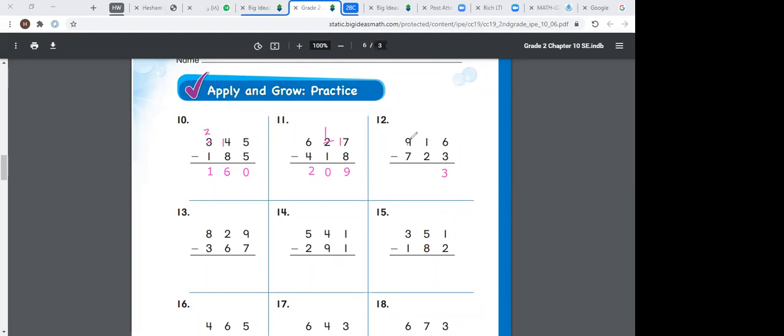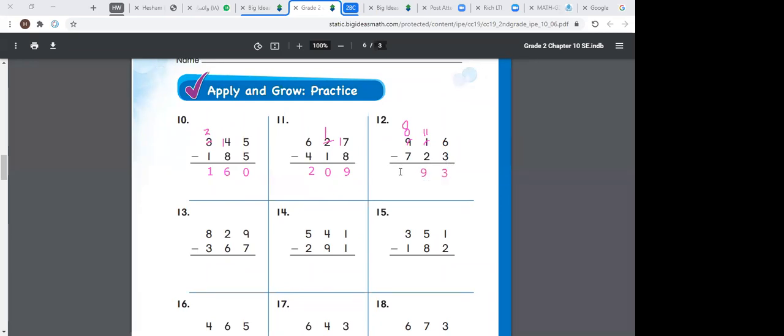1 will go to 9 and borrow 1. Now 9 becomes what number and 1 becomes what number? 9 becomes 8. And 1 becomes what? 1 becomes 11. Yes, 11. 11 minus 2 equals what number? 9. Yes.